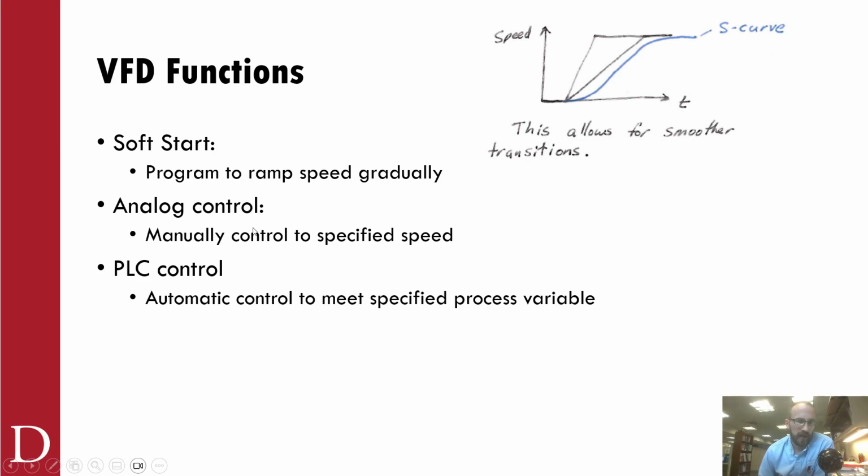We can also have an analog control. So right, if I go back to that view that we looked at a little bit ago, there's a potentiometer on there. We can adjust that potentiometer to set the speed directly. And then the other big one is we can integrate with other controllers like a PLC to automatically control the set point on that. So if something is cooling down too fast or not getting enough flow, we can turn the speed up or down accordingly.